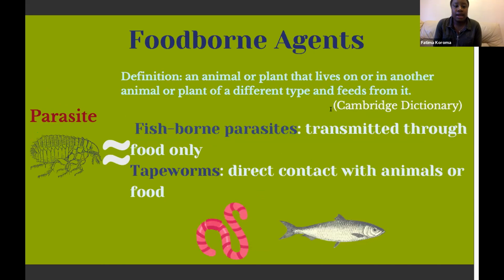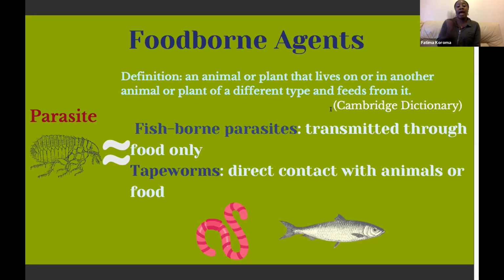Then one of the other ones is parasites. Before I go into how parasites cause foodborne sickness, let me give the definition of a parasite. A parasite is an animal or plant that lives on or inside another animal or plant of a different type. So it feeds on the other one, so you have the host and then the one that feeds off the host. Whether it is in the blood or whatever they get from it, they gain from them.